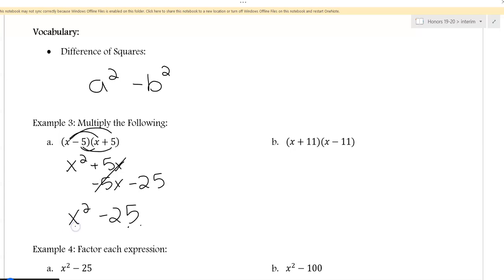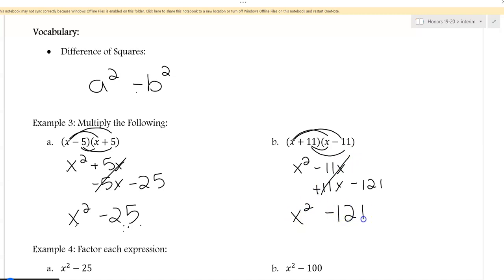So if we're thinking about the opposite way, if I'm given something like this, it's the same as a plus b and a minus b. Well, if this is a squared, then a is just x. 25 is 5 squared, so it's just 5. And the only difference is there's a plus and a minus between them. It doesn't matter which one has the plus and which one has the minus. By the commutative property, they can go in any order.